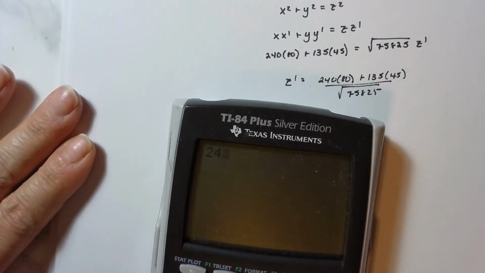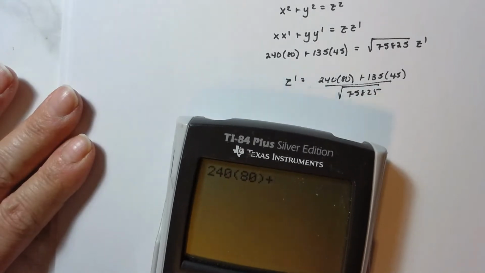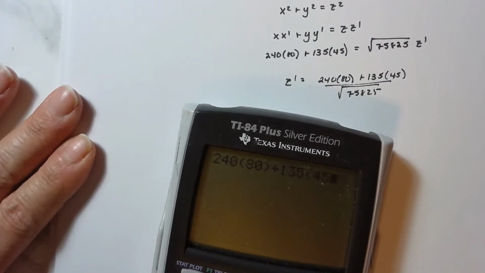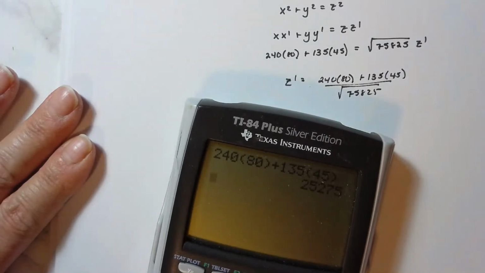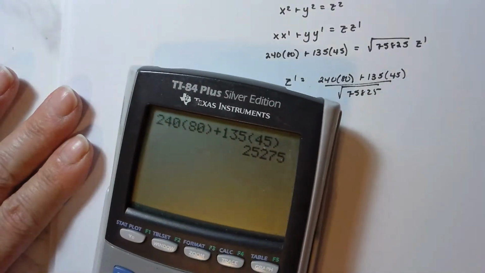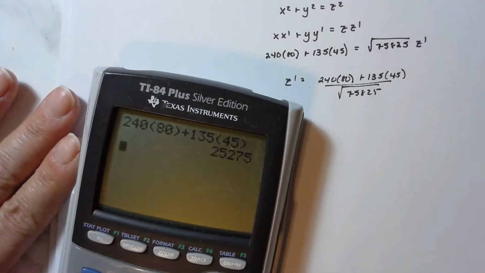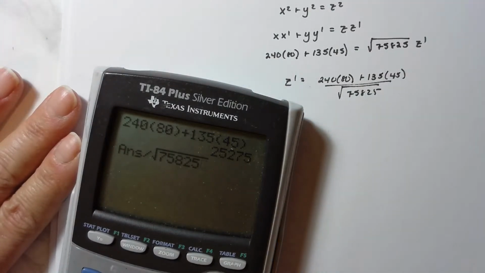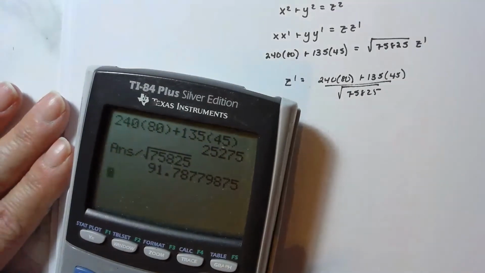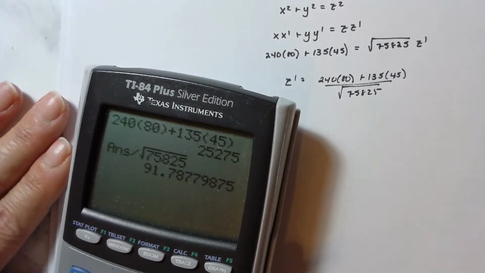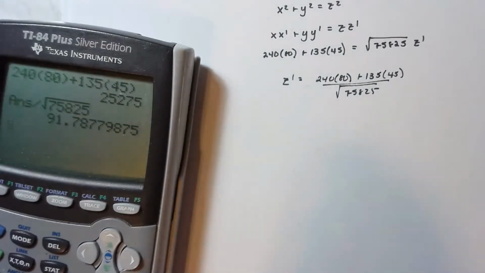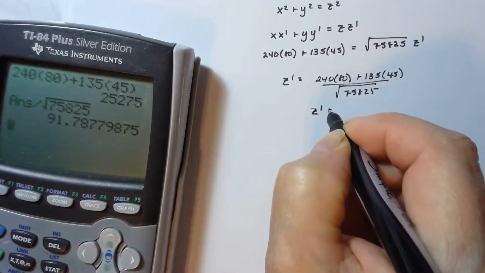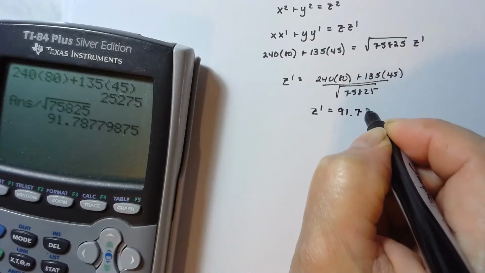So let's see, we've got 240 times 80 plus 135 times 45 equals, I don't know, can you guys see that? Move it over here a little bit more. And then we're going to divide by the square root of 75825. And we get 91.788, right? So z prime is 91.788.